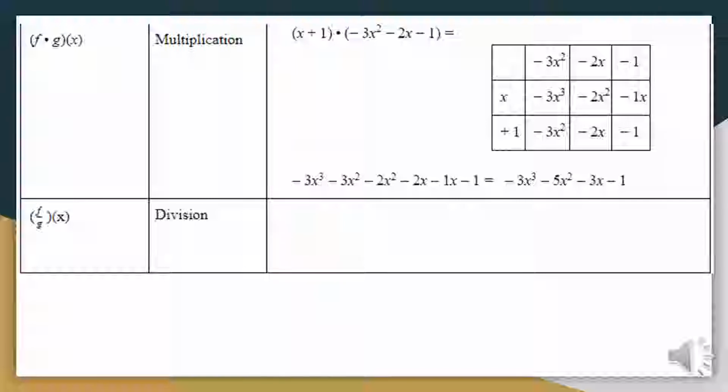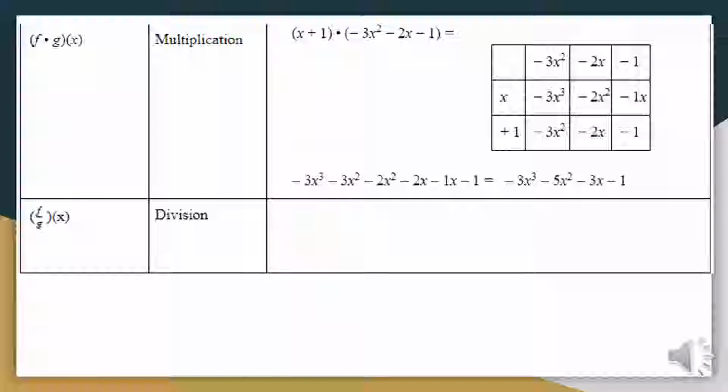Now, I just take everything that I multiplied and put it into a line. So reading from left to right in the top row and then left to right in the bottom row, it would be negative 3x cubed minus 2x squared minus 1x minus 3x squared minus 2x minus 1. In this case, what you see is me going down the columns. So negative 3x cubed minus 3x squared minus 2x squared minus 2x minus x minus 1.